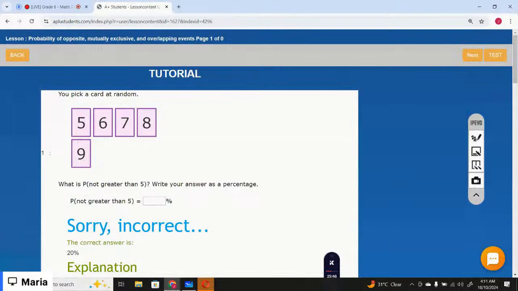Not greater than 5, right? Just look at the cards. You have only one card, that is 5. All the cards are greater than 5. So yeah, that is 1 out of 5. The probability of not greater than 5 is 1 out of 5, right?